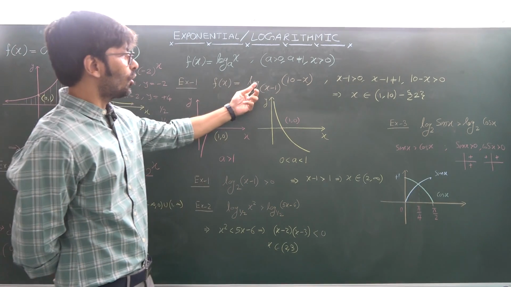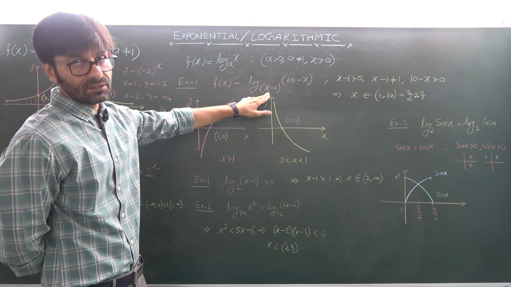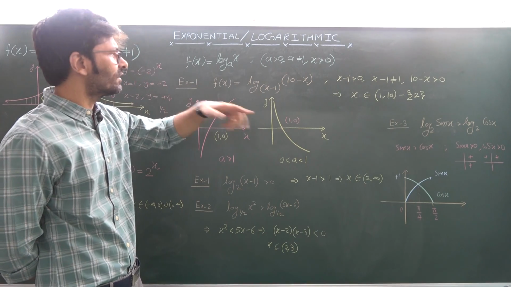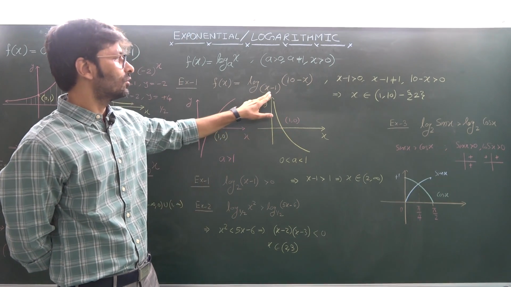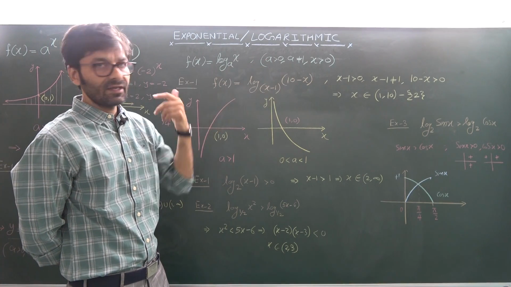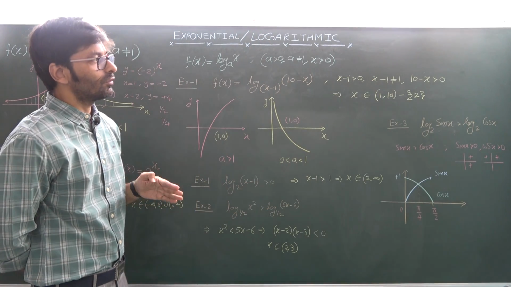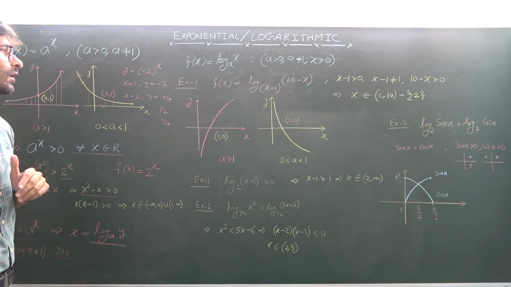F of x equals log of (10 minus x) to the base (x minus 1). The base x minus 1 should be positive, so x minus 1 should be greater than 0, and should not be 1. So x minus 1 should not equal 1, and then 10 minus x is greater than 0. Solving this, we get x lies between 1 to 10 except point 2.